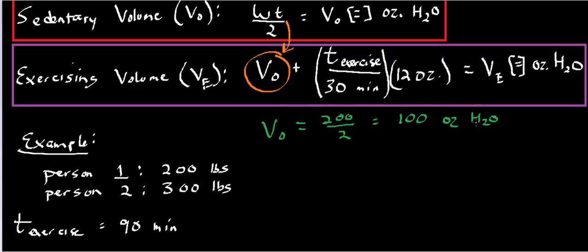Now, if I want to get what volume that person would need to drink if they were exercising, then I'm simply going to take that V sub naught right here that I just calculated.